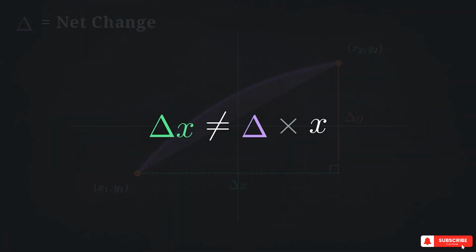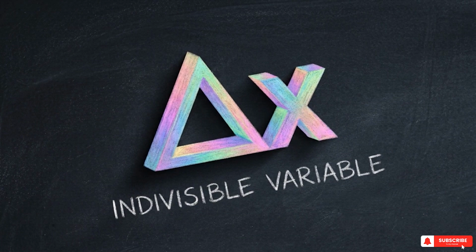Remember, delta is not a separate variable. You are not multiplying delta by x. Delta x is an inseparable concept. It represents one unified measurement, rather than an algebraic operation.